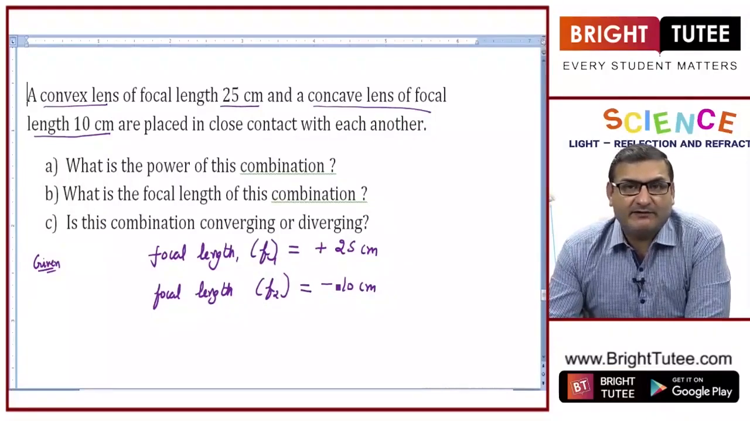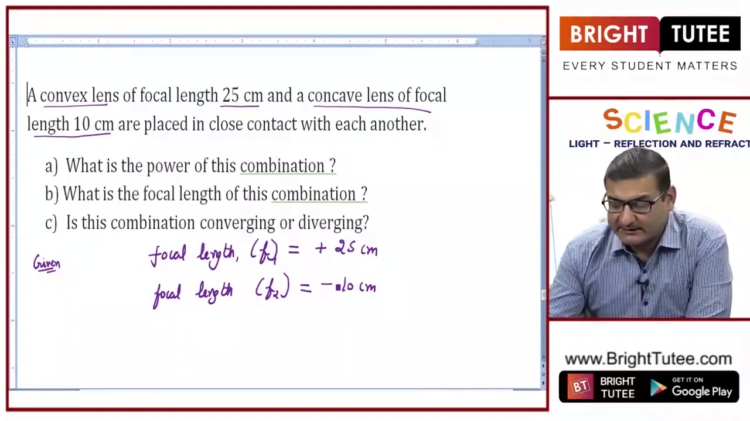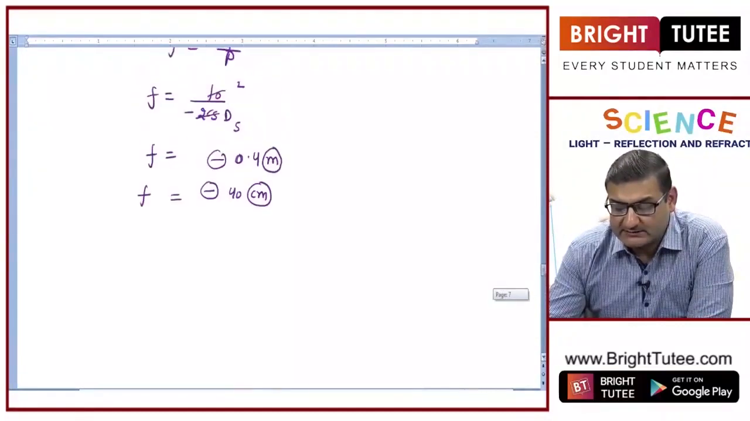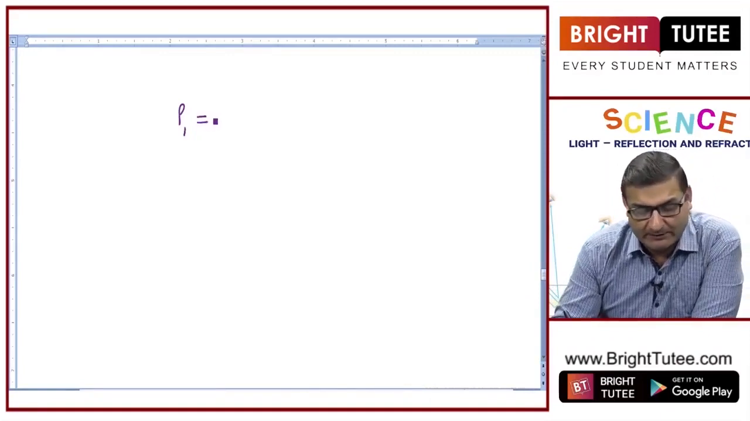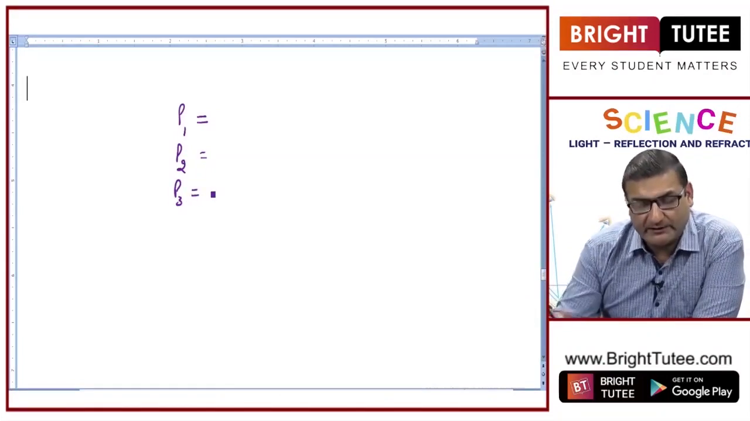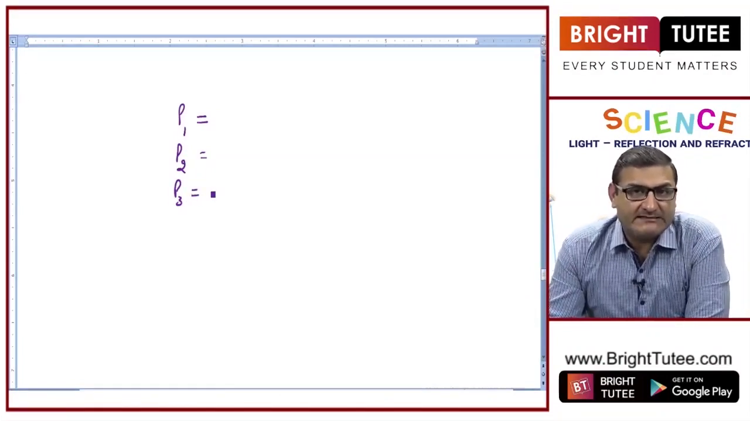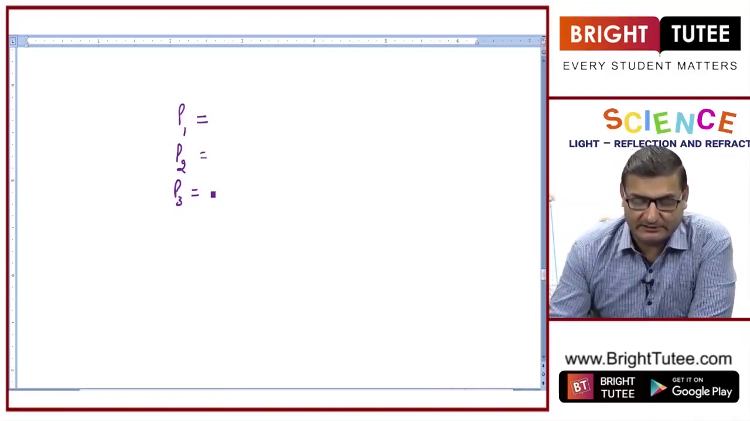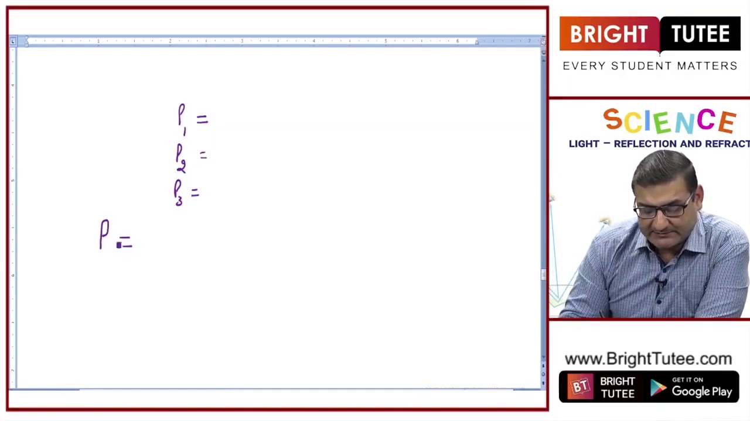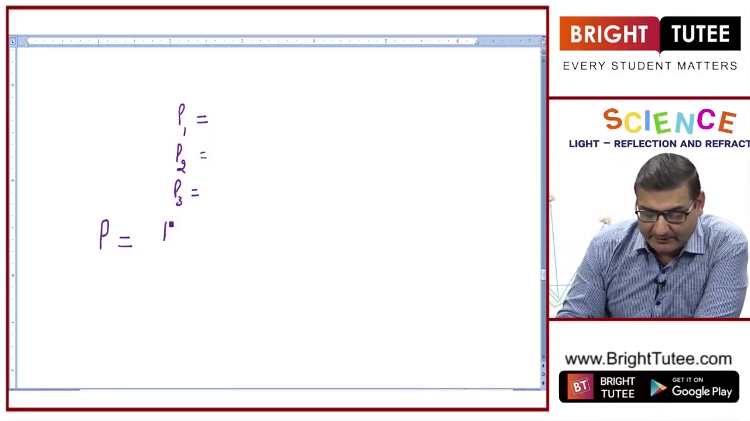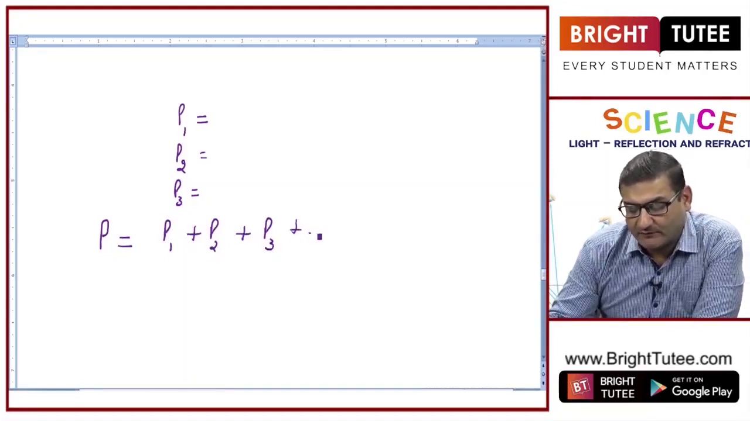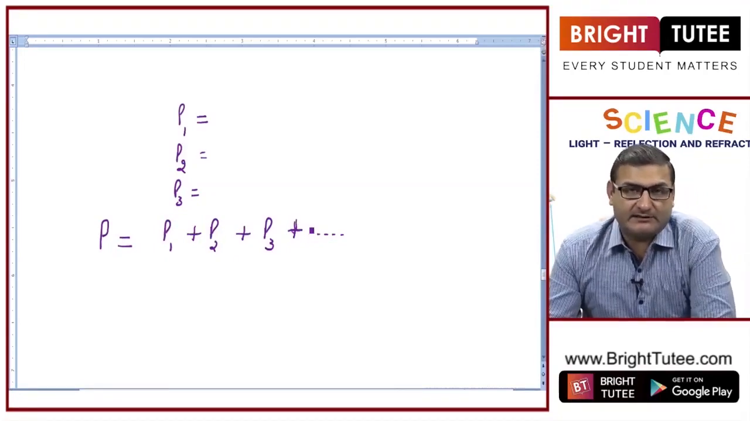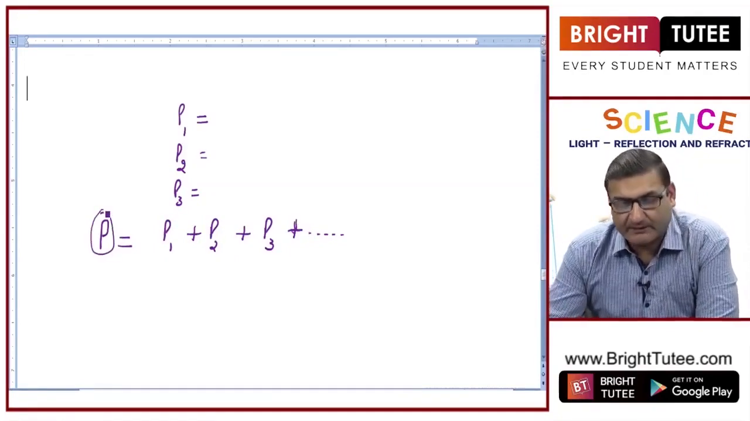Now students, whenever we are given two or more than two lenses, then when we place these lenses in close contact with each other, the power of the first lens is assumed to be P1, the power of the second lens P2, and so on, we can take the power of the third lens to be P3. When these lenses are placed in contact with each other, then the total power, represented by capital letter P, will be equal to the sum of the individual powers of all the lenses placed in contact with each other. So this will be the combined power.